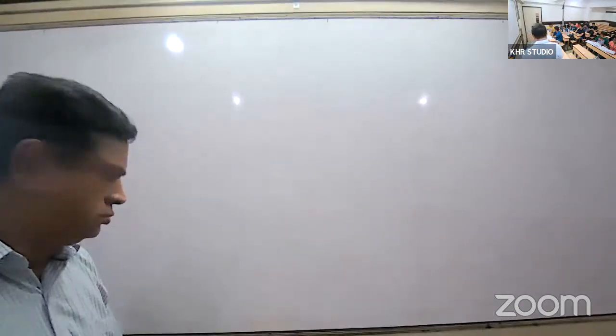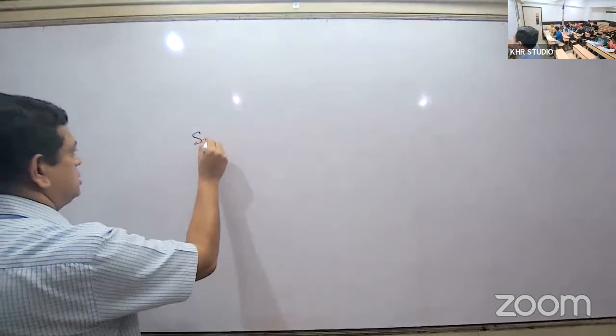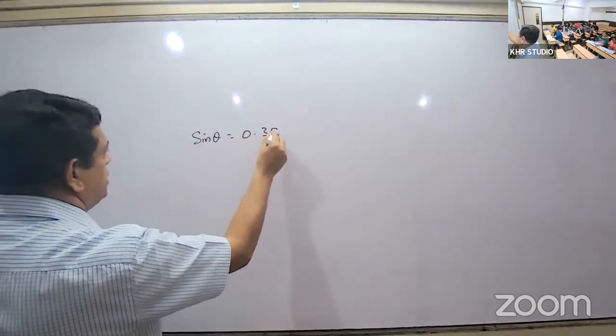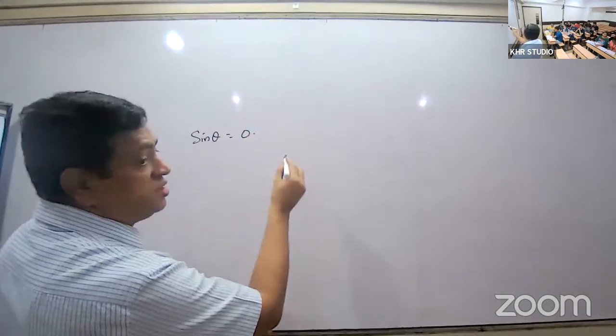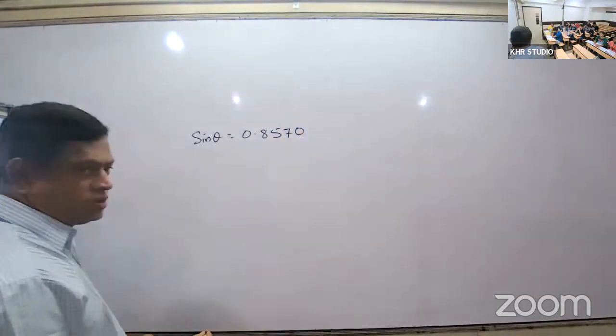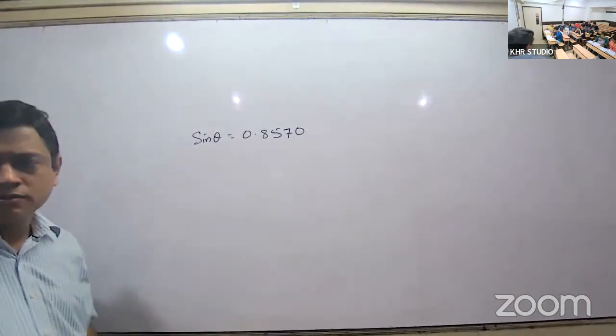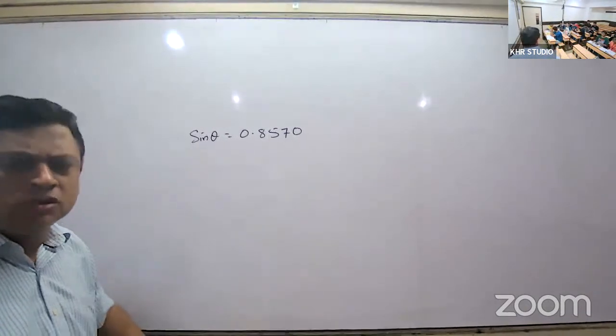Okay now. Any doubts or difficulties? Anybody have? What is the doubt? Sin theta is equal to 0.857. So you can find out theta. Look here. Sin theta is equal to 0.857. That's all. 857 means 8570. Okay, take the sine table. The others no need to take.